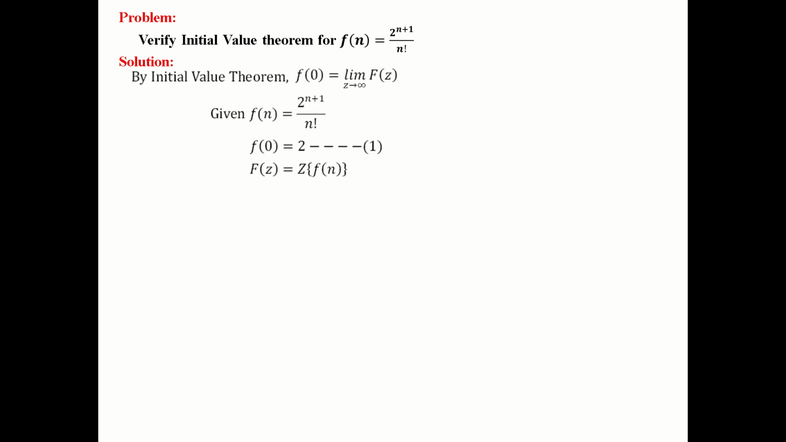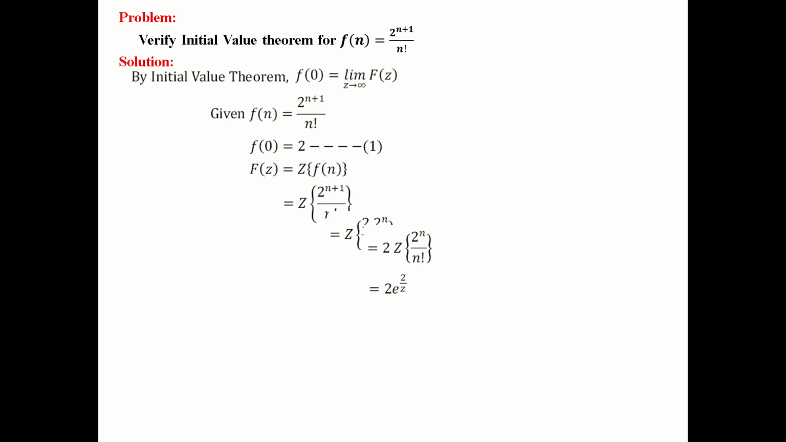Now f of z is equal to z transformation of f of n, which is equal to z transformation of 2 power n plus 1 by n factorial. That is equal to z transformation of, separating the powers, 2 into 2 power n by n factorial. That is equal to 2 into z of 2 power n by n factorial, taking that 2 outside. Formula e power 2 by z, because z of a power n by n factorial is equal to e power a by z.